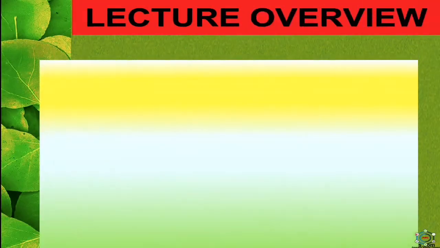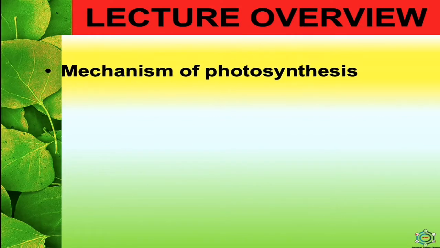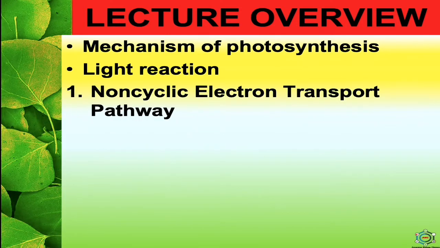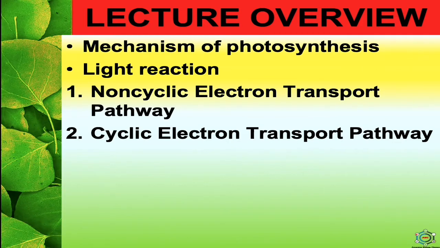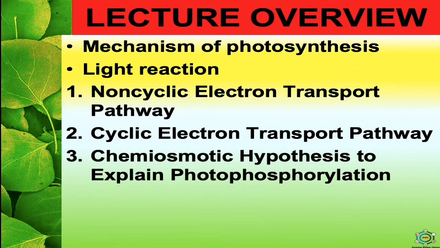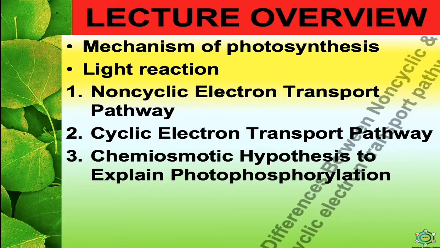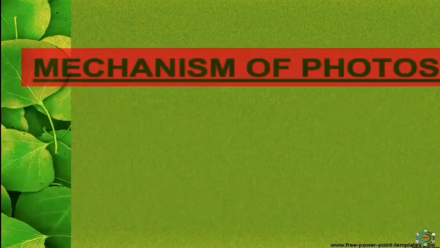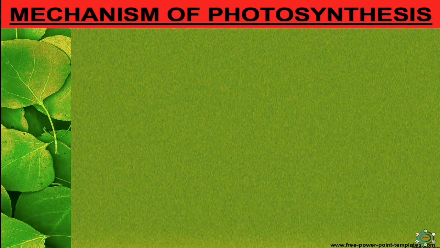Now, let's see the lecture overview. In this video, we will focus on topics like the mechanism of photosynthesis, light reaction in which the non-cyclic electron transport pathway, cyclic electron transport pathway, chemiosmotic hypothesis to explain photophosphorylation, and the difference between non-cyclic and cyclic electron transport pathway. Now, let's start with our first topic, the mechanism of photosynthesis.